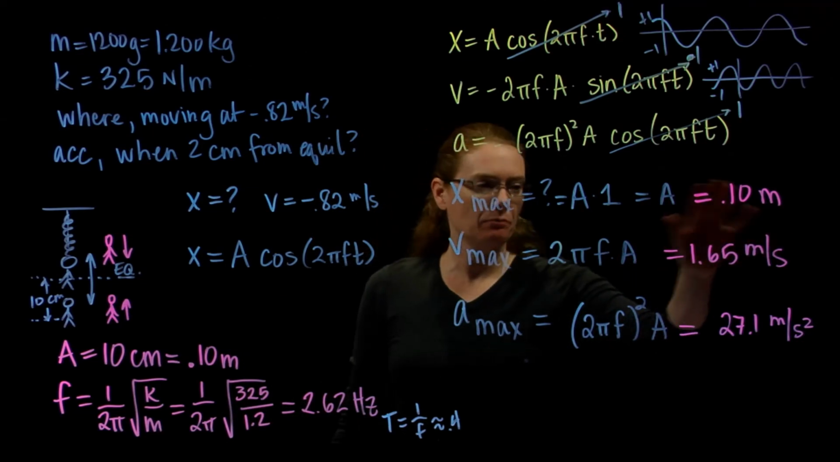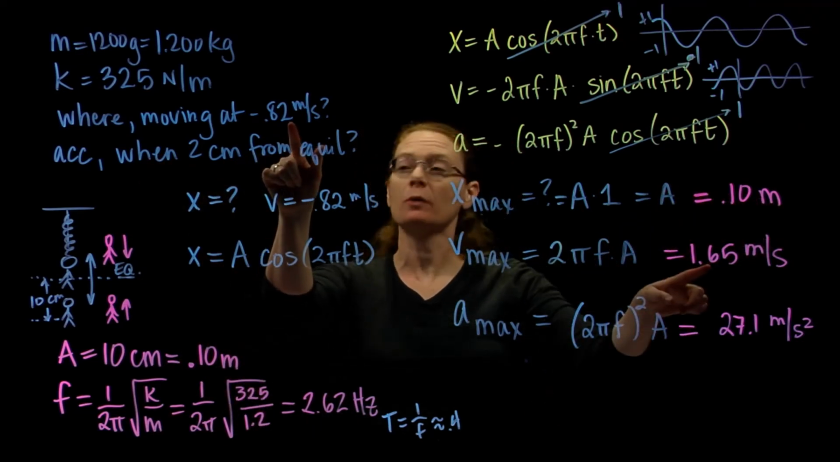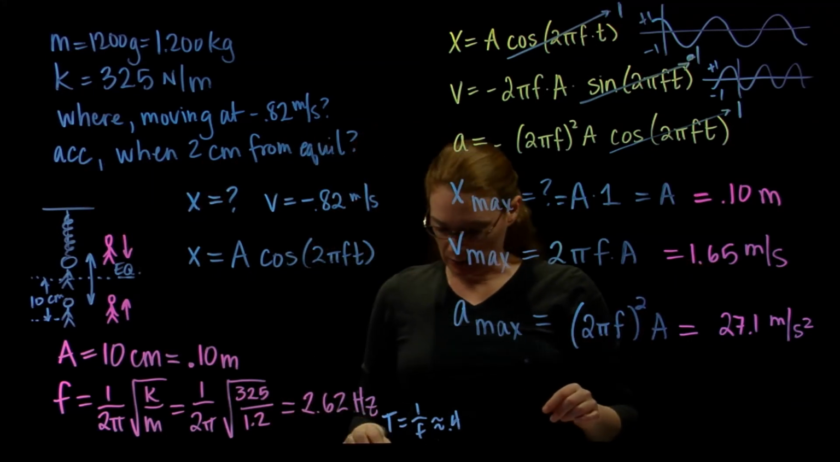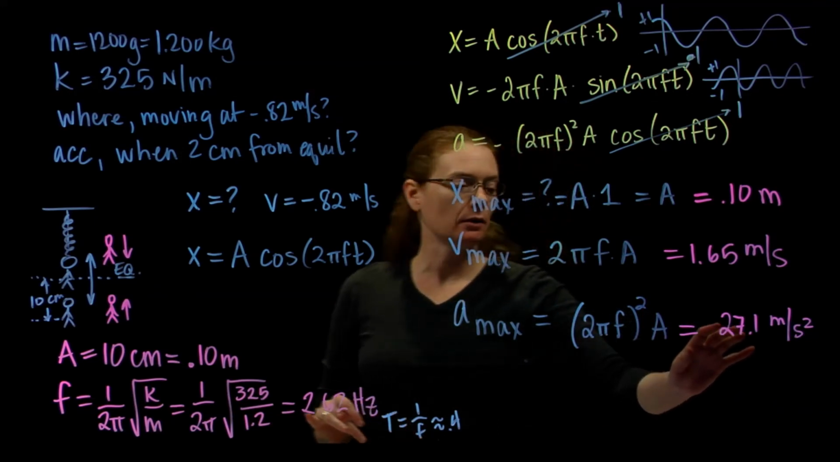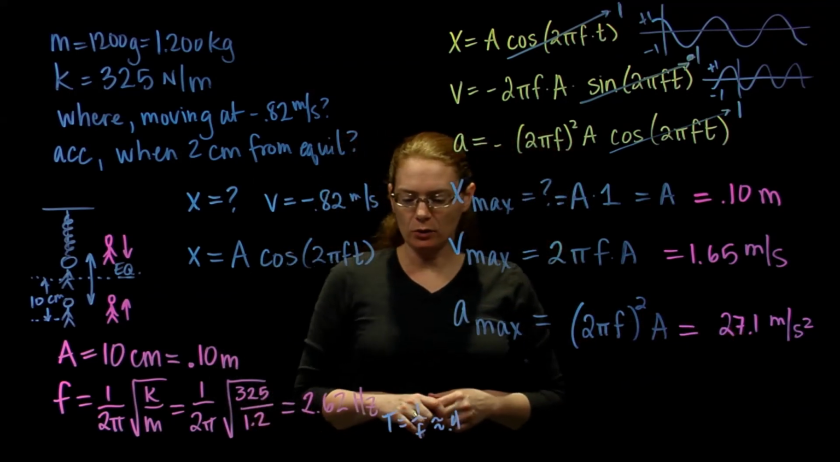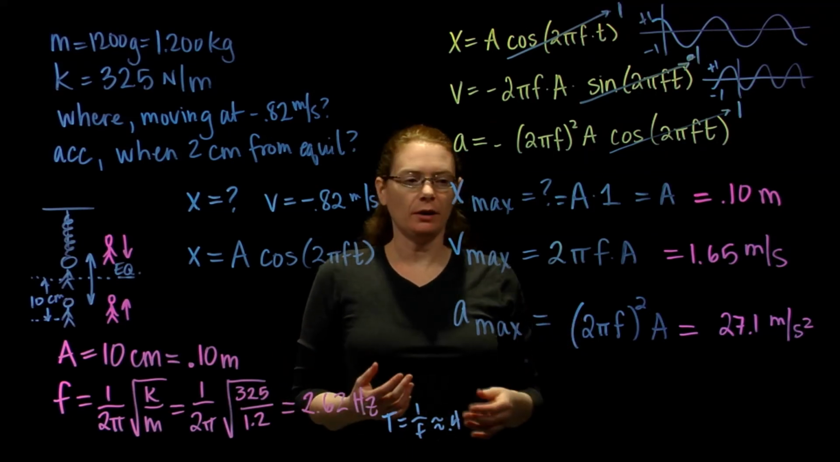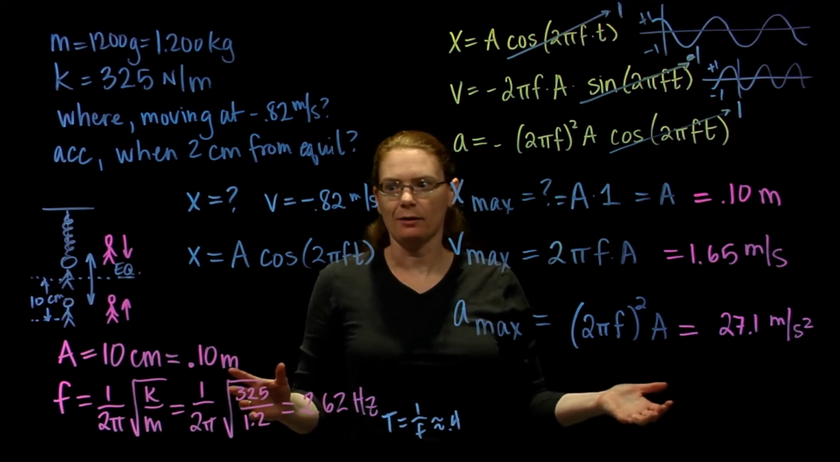We had a position of 8.7 centimeters. We're fine there. We were given a velocity of 0.82. Okay, yeah, that's less than the maximum. And we had calculated an acceleration of 5.4, which is less than our maximum acceleration. So that's a good way to test that you have reasonable answers. If you get an acceleration that's bigger than the maximum acceleration, you know you have an error.